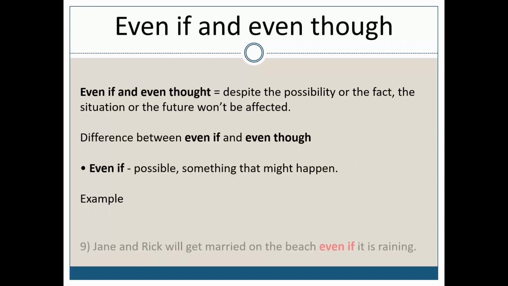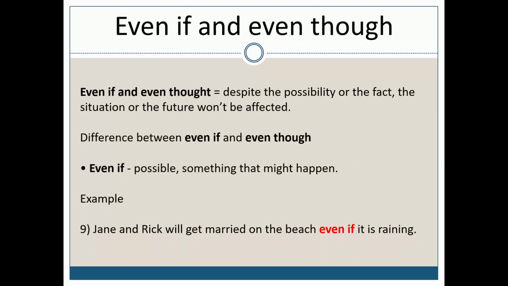Third, we have even if and even though. Even if and even though are used to say that, despite the possibilities or the fact, the situation or the future won't be affected. However, there is a slight difference between these two. First, even if means there is a possibility something may happen that won't affect the situation or the future, as in example number 9. Jane and Rick will get married on the beach even if it's raining. It means it didn't rain, but there are possibilities that it might rain. Despite that possibility, they will still get married.